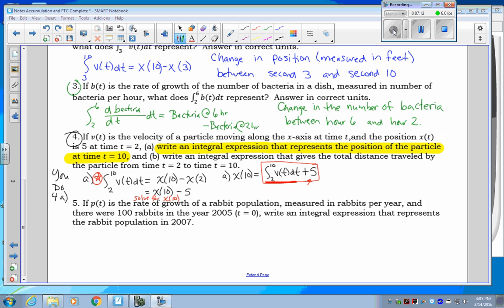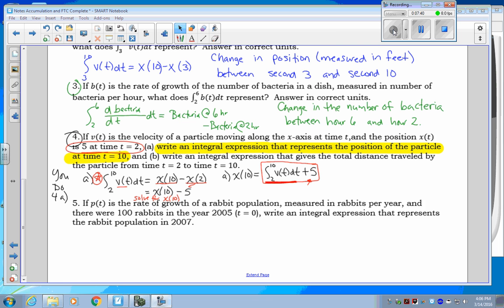Okay, using our definite integral, our fundamental theorem of calculus, we know the antiderivative of velocity is going to give me position. So I'll have position at 10 minus position at 2. I know what position at 2 was. That was given to me, that at time 2, my position is 5. And then I'm solving for x of 10, because that gives me my position of the particle at time 10.